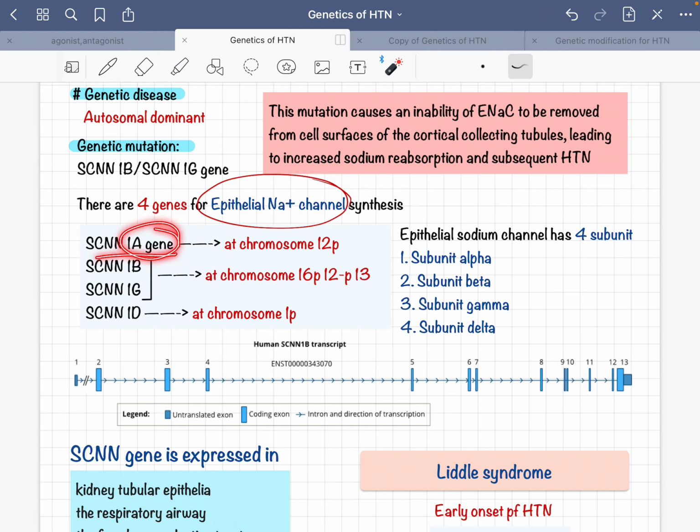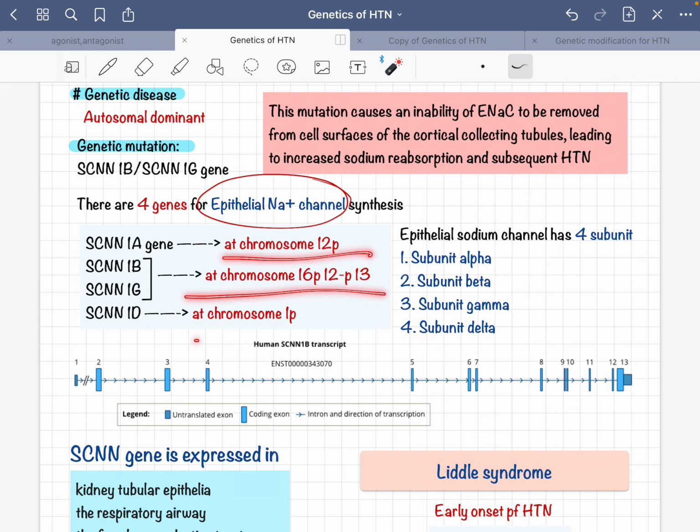The genes are: the SCNN1A gene, which produces the alpha subunit; SCNN1B, which produces the beta subunit; SCNN1G, which produces the gamma subunit; and last of all SCNN1D, which produces the delta subunit. These four genes are located on chromosome number 12, chromosome number 16, and chromosome number 1. I have described here which gene is located on which chromosome.